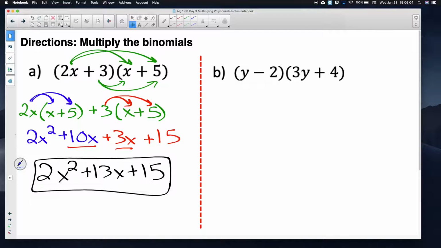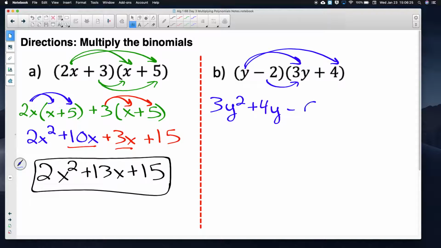All right, so looking at this second example, I am going to distribute the y from the first binomial to the entire second binomial. So I'm going to take y times 3y, which gives me 3y squared. And I'm going to take y times 4, which gives me plus 4y. Then I also need to distribute that negative 2. So I'm going to take negative 2 times 3y, which gives me minus 6y. I'm going to take negative 2 times 4, which gives me minus 8.